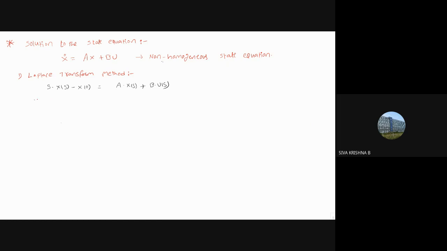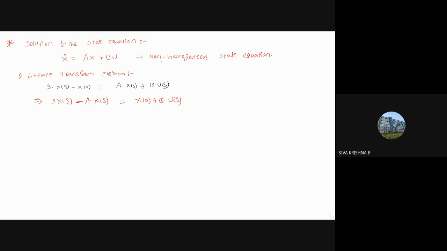After that, take S terms one side and the remaining on the other side. S into X of s minus A into X of s equals to X of 0 plus B into U of s.